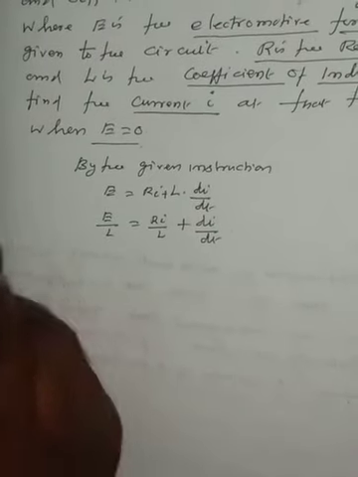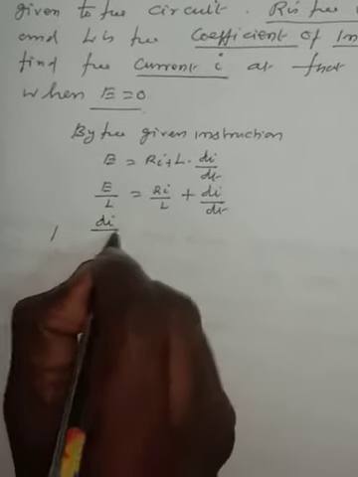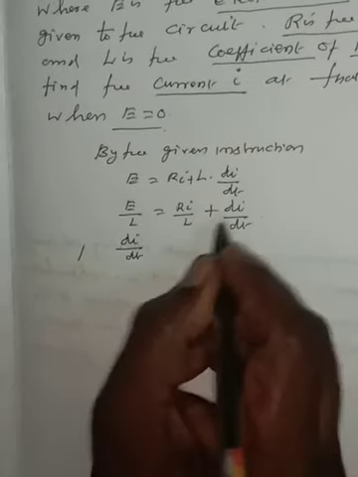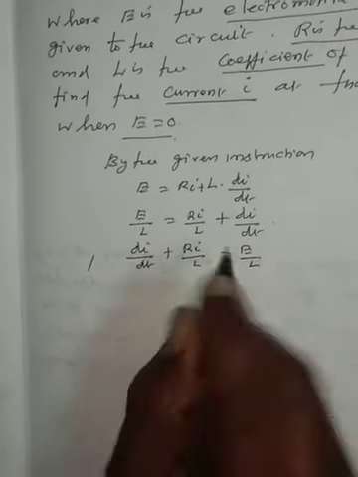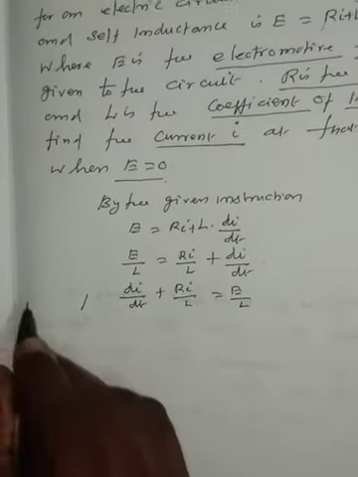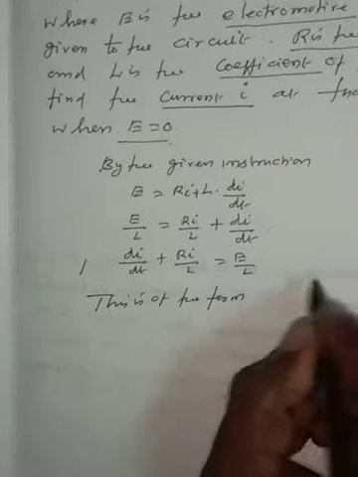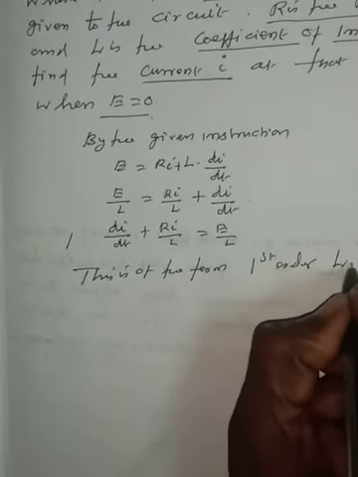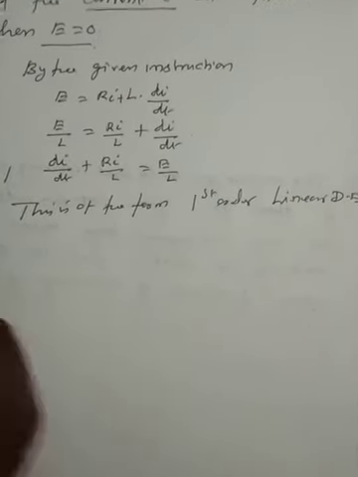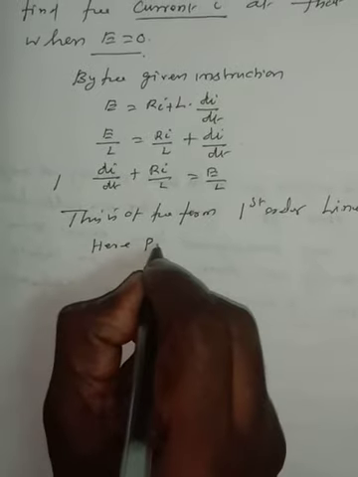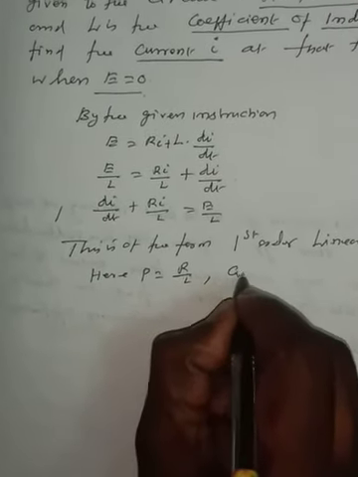This is a linear equation. Now this can be written as di divided by dt plus R i by L is equal to E by L. This is of the form first order linear differential equation. Here P is R by L, Q is E by L.